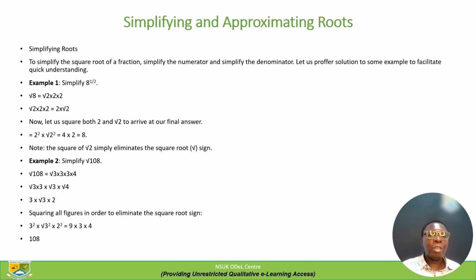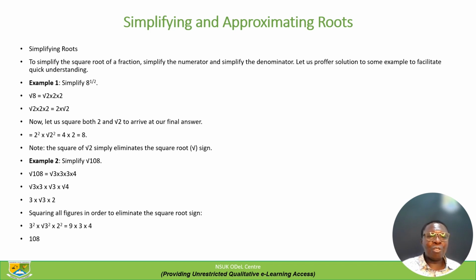So let's look at simplifying and approximating roots. To simplify the square root of a fraction, simplify the numerator and simplify the denominator. Let us provide solutions to some examples to facilitate quick understanding of this concept. Example 1: simplify 8 to the power of 1 over 2. The square root of 8 is equal to the square root of 2 times 2 times 2. You get it? So this is equal to 2 times the square root of 2.